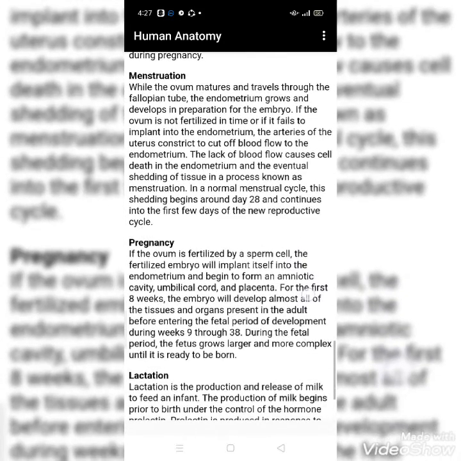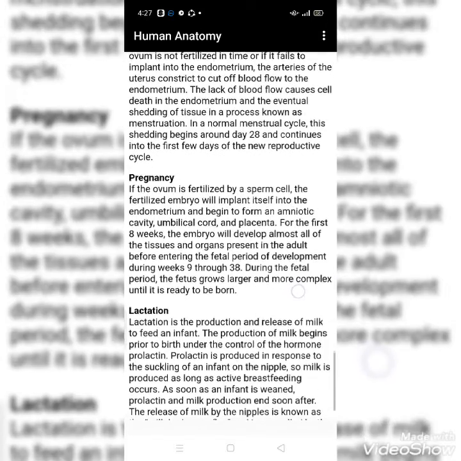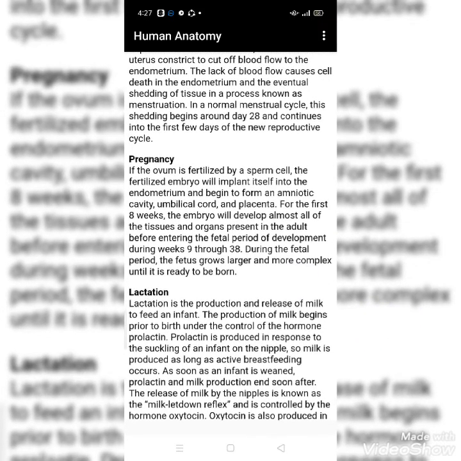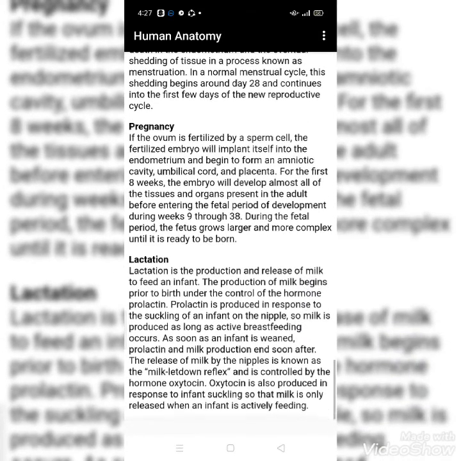Now we will discuss menstruation. So what is menstruation? While the ovum matures and travels through the fallopian tube, the endometrium grows and develops in preparation for the embryo. If the ovum is not fertilized and fails to implant into the endometrium, the arteries of the uterus constrict to cut off blood flow to the endometrium. The lack of blood flow causes cell death in the endometrium and eventual shedding of tissue in a process known as menstruation. In a normal menstrual cycle, this shedding begins around day 28 and continues into the first few days of the new reproductive cycle.